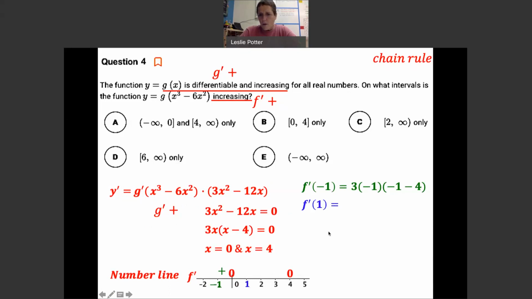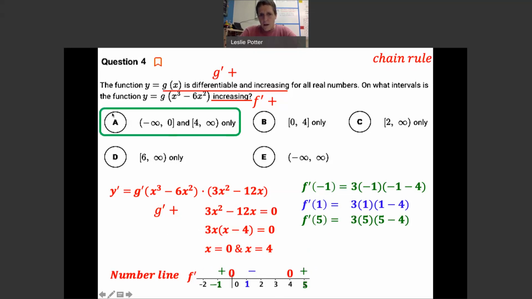Okay, let's take a look in between. I'll pick +1 here. So I stick a +1 in this factored form, and I get positive times negative times positive. So positive times negative is negative. And then I test 5 out here. I stick 5 into this factored form, and I get positive times positive times positive, which is positive. So where is it increasing? It's increasing here, and it's increasing here, which is from -infinity to 0 and from 4 to +infinity. So the answer would be A.